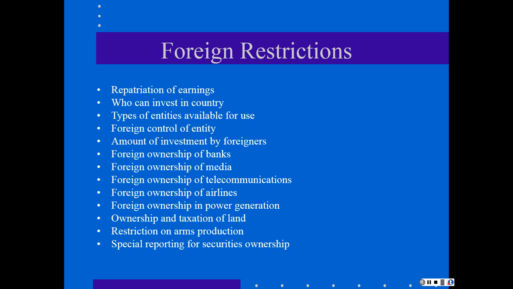Restrictions on arms production. I suppose if this was open, the Chinese and the Russians would have arms or munitions plants in the U.S. And then, of course, special reporting for securities ownership. Before you go into a foreign country, placing foreign direct investment there, you need to know about these restrictions. Hence, it may be good to hire or consult a local lawyer.